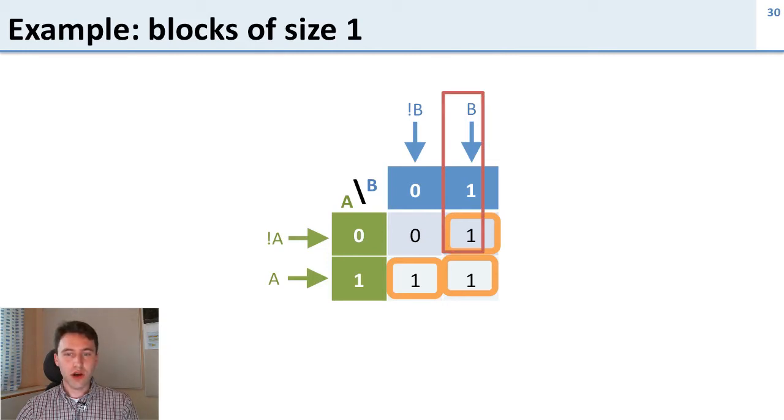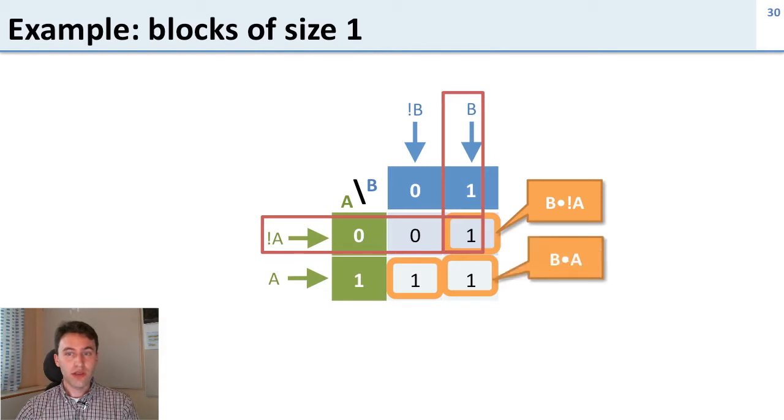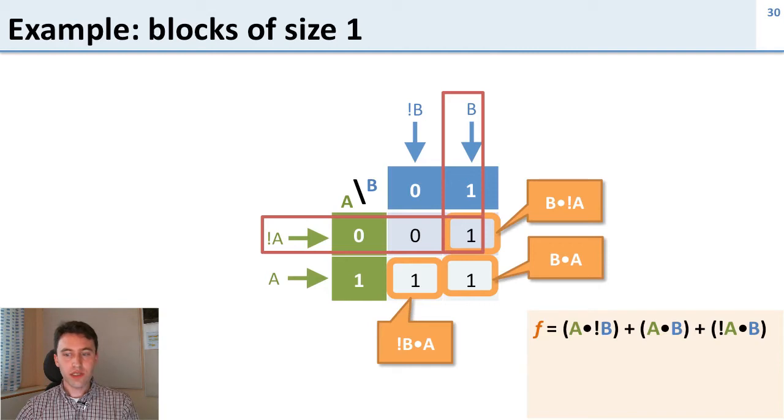This is in the B column and the not A row. So this term, or this element here, is going to be B and not A. We've already seen the other two. This one here is in the B column and the A row, so this is B and A. And this one here is in the not B column and the A row, so it's not B and A. So that tells us what our function is. Our function is the OR of all three of these, because it can be any one of these.